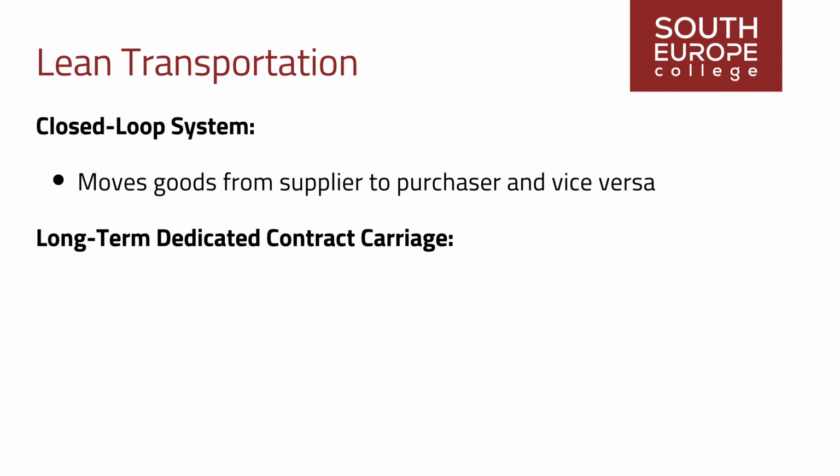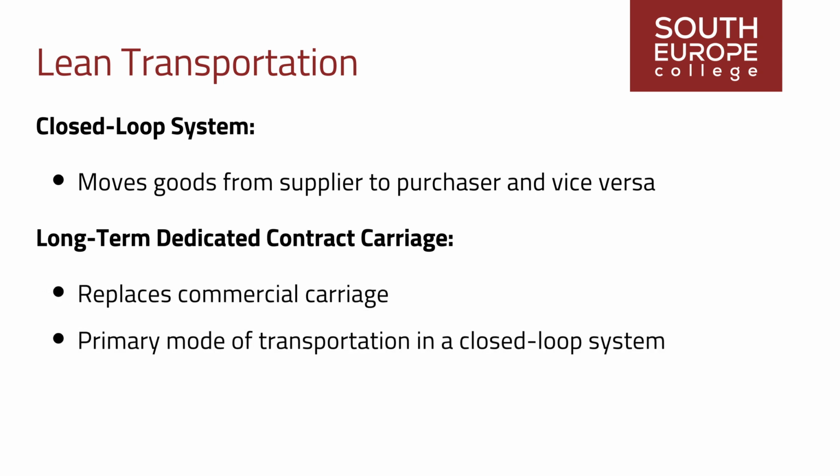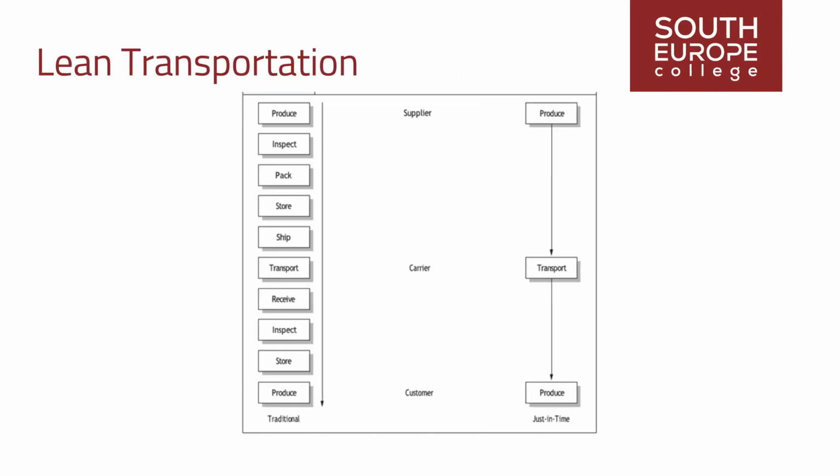Long-term dedicated contract carriage replaces commercial carriage as the primary mode of transportation in a closed-loop transportation system. The figure compares a traditional delivery system with a just-in-time delivery system. In a traditional system, the supplier and purchaser must coordinate their material requirements or production schedules. Suppliers produce material and then store that material, awaiting an order from the purchaser. In a lean system, suppliers coordinate production schedules with customers' schedules. Production moves from the supplier's work center to the carrier and directly to the purchaser.